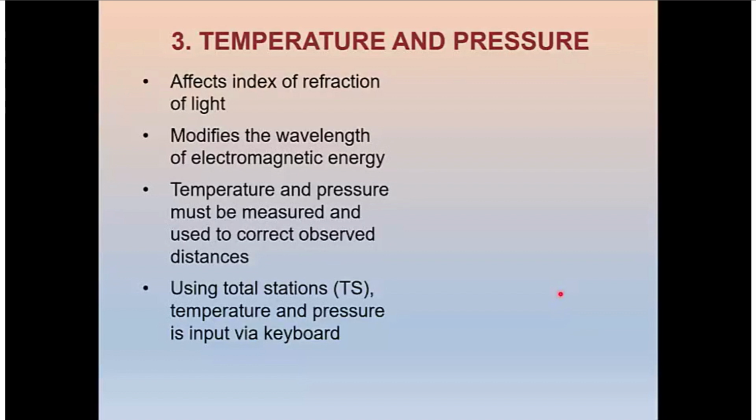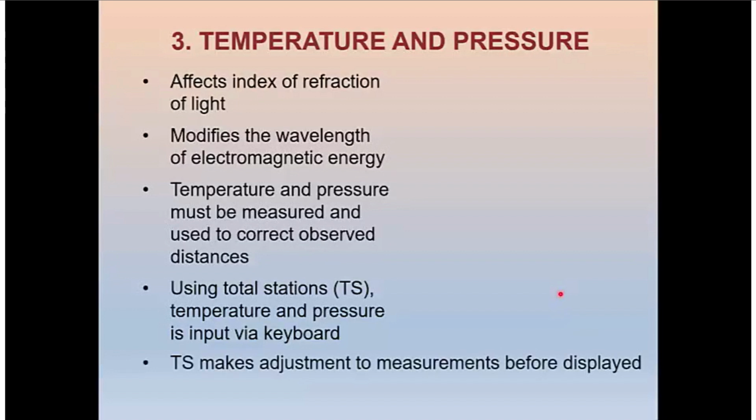So using total stations, temperature and pressure is input through the keyboard. So again, the use of the keyboard on the total stations helps us remove this systematic error. The total station will make the adjustment to the measurements before the measurement is displayed, and so the systematic error will be removed by the total station.